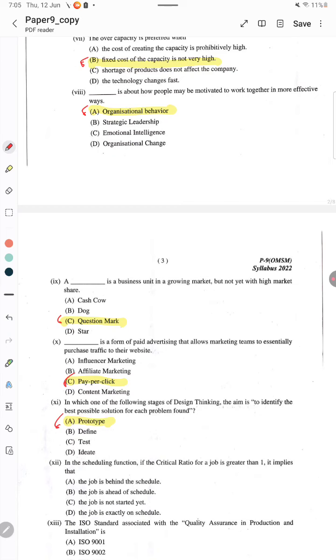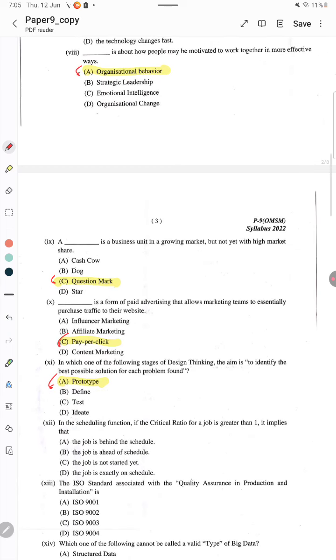And then question number 12. In a scheduling function, the critical ratio for a job is greater than 1. It implies that the job is ahead of schedule. Job is behind schedule is not correct. So the job is ahead of the schedule is the correct answer. Make note of it.